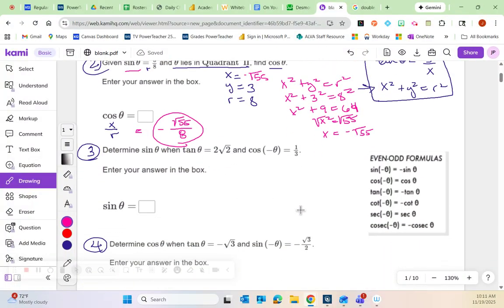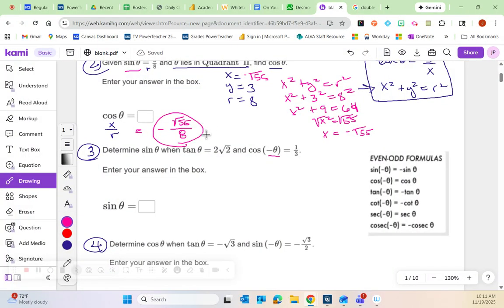All right, number 3. Determine the sine of theta when the tangent of theta is 2 square root of 2. And if you're wanting to know, I have 6 examples. So determine sine of theta. So this is another set of formulas. These are called even-odd formulas, where we know sine of a negative theta is equal to negative sine theta. Cosine of negative theta equals positive cosine of theta, and so forth. Every once in a while, they're going to throw a negative inside your parentheses, and you're going to need to go to your reference guide for the even and odd formulas.